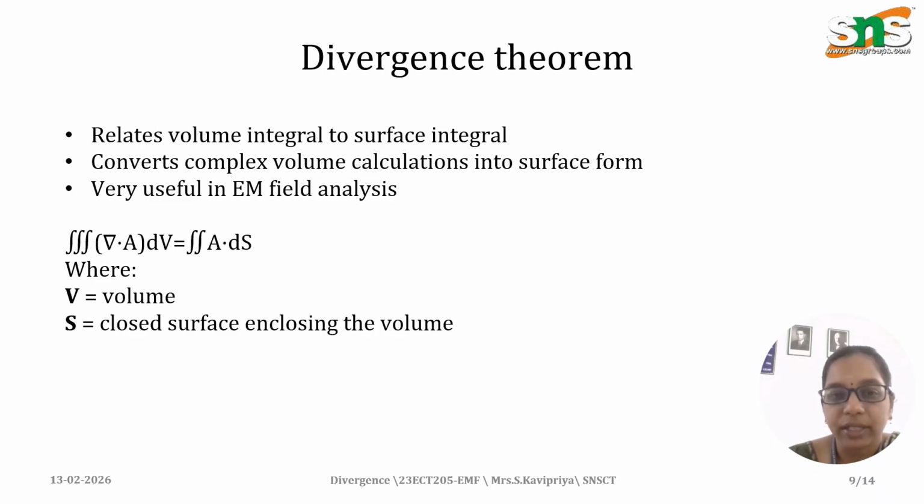Next is the divergence theorem. As I told you previously, the divergence theorem relates the volume integral and the surface integral. It converts volume to surface and surface to volume, so it is very useful in electromagnetic field analysis. The explanation is that the net flow of flux over any closed surface is equal to the volume integral of the divergence of a vector field. Here V indicates a volume and S indicates a closed surface.